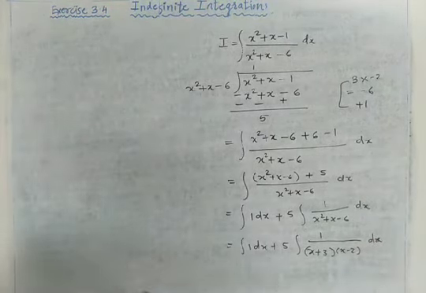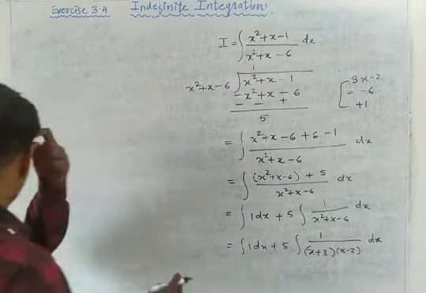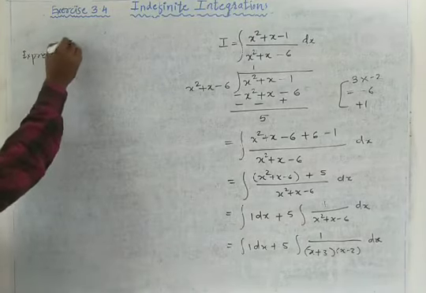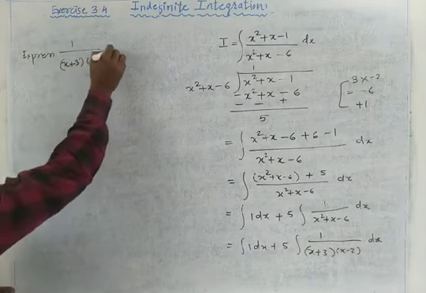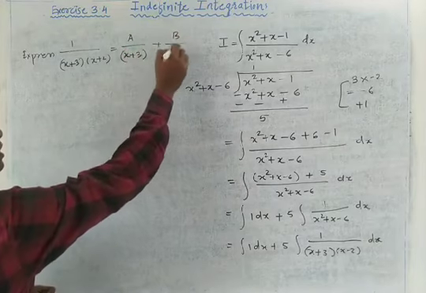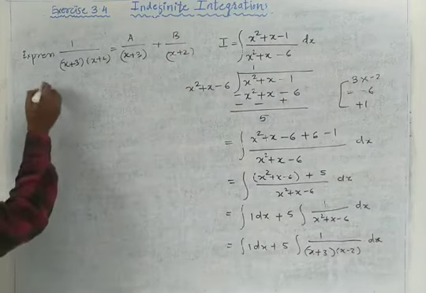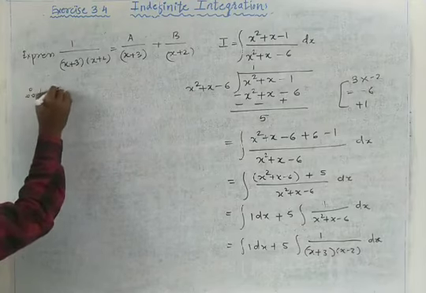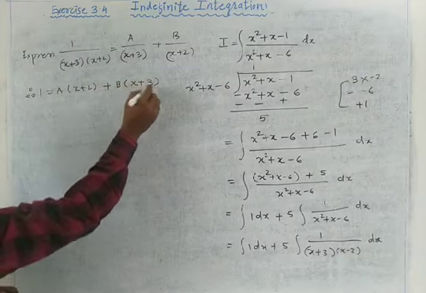Now we will use the second part, we will simplify using partial fraction. So for that, express 1 upon x plus 3 x minus 2 is equal to a upon the first factor x plus 3 plus b upon the second factor x minus 2. Get it? Now simplify it. So therefore 1 is equal to a into x minus 2 plus b into x plus 3.